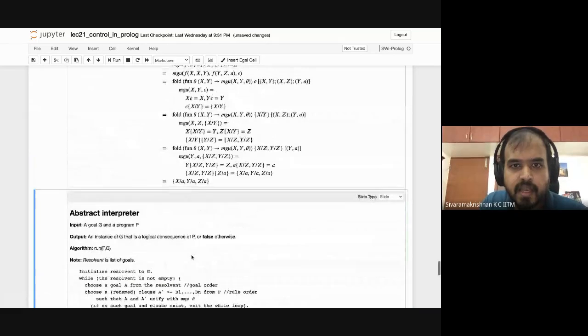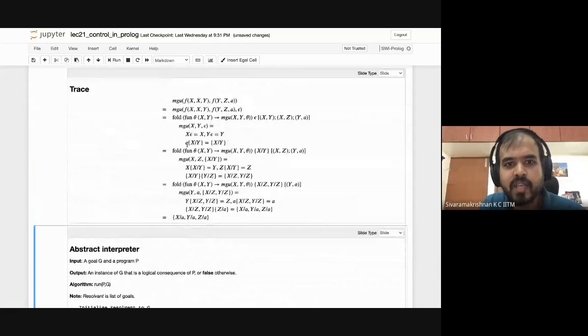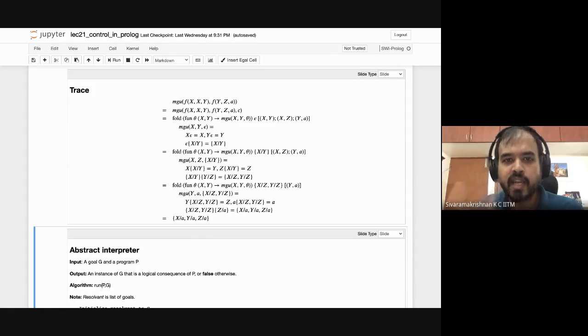So you take this epsilon and then compose that with x slash y, because epsilon is an empty substitution. If you compose, you get the same substitution again, you get x slash y out. So all you're saying is, in order to unify x and y, you replace x with y, and you get the same term, and that's the most general unifier. So that is the result of one recursive call that comes out of this fold.